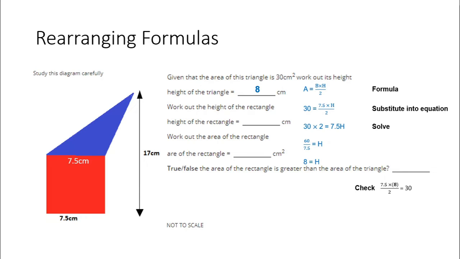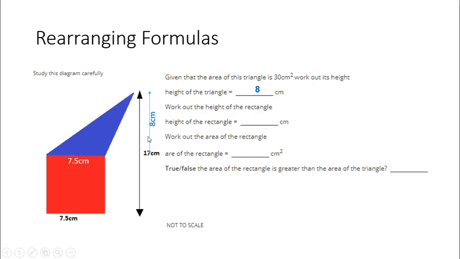Let's work out the height of the rectangle. Now don't make the mistake I know some of you will have made. This total length is 17, but that does not guarantee that we half that for the triangle and half that for the rectangle. In fact, we have already worked out that the height of the triangle is 8 centimeters.